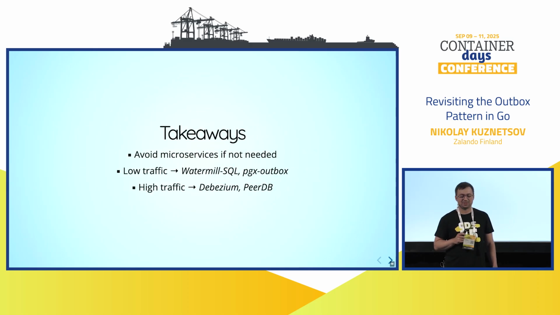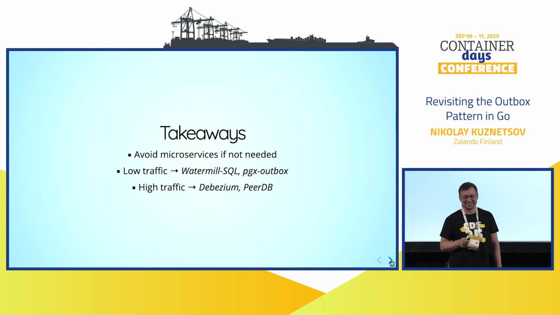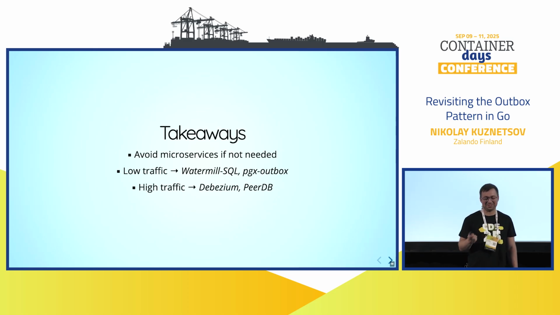So my takeaway is that we should avoid microservices if they're not really needed, because this transactional outbox pattern exists because we migrated from a single monolith Postgres to multiple services, sometimes with not proper boundaries. So if you can do that in a single service, you don't need the transactional outbox pattern. But if you really need that, then probably you can use this queuing approach for low traffic. But for high traffic, you need something like Debezium and PeerDB, and Debezium can be wrapped in a Kubernetes operator.